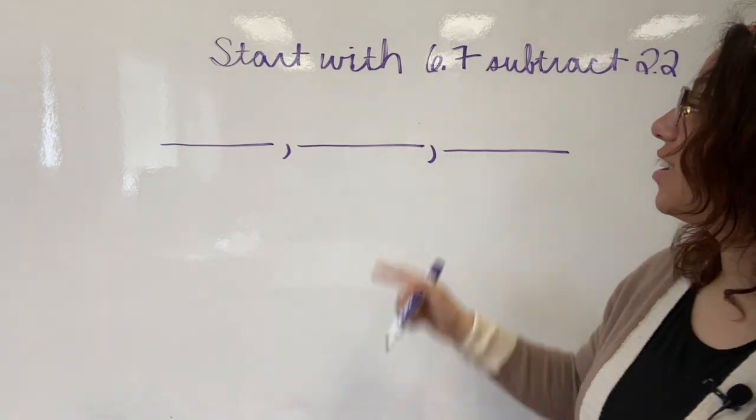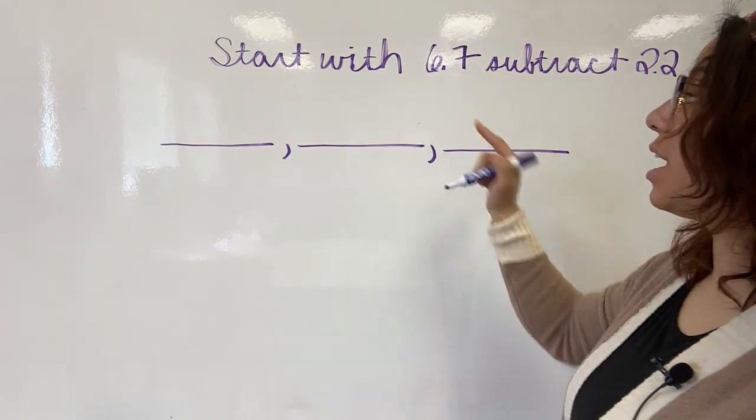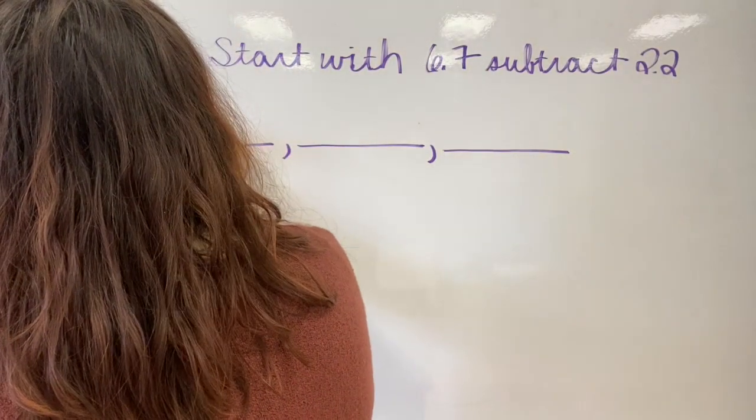So let's get started. They told us our first number was 6.7. So I'm going to write that down.